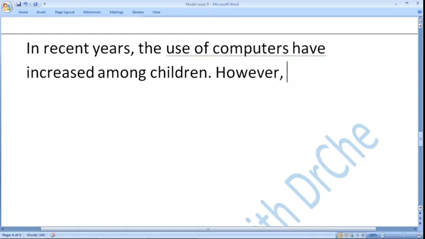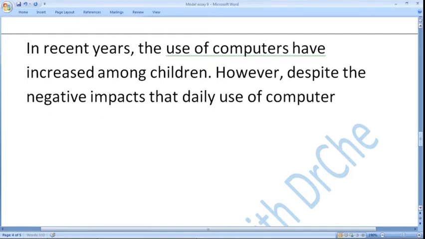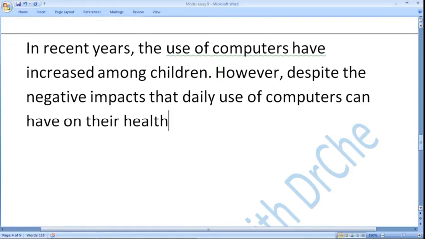However, so I would now write the opposite side. Despite, or in spite of, the negative impacts, very good word, negative impacts that daily use of computers can have on their health and time, and then we can add studies also.